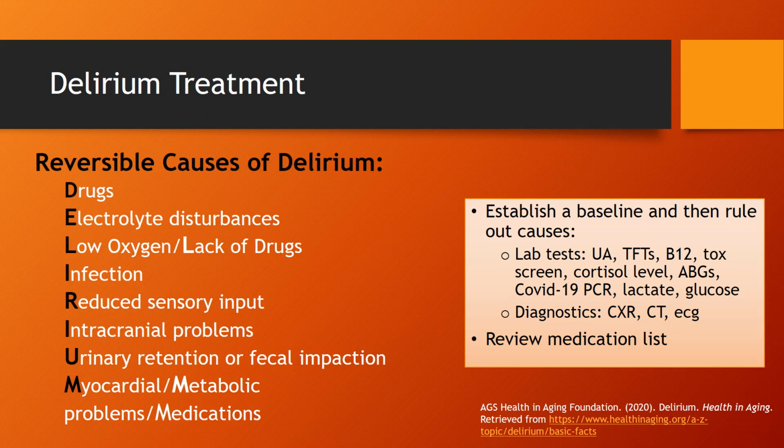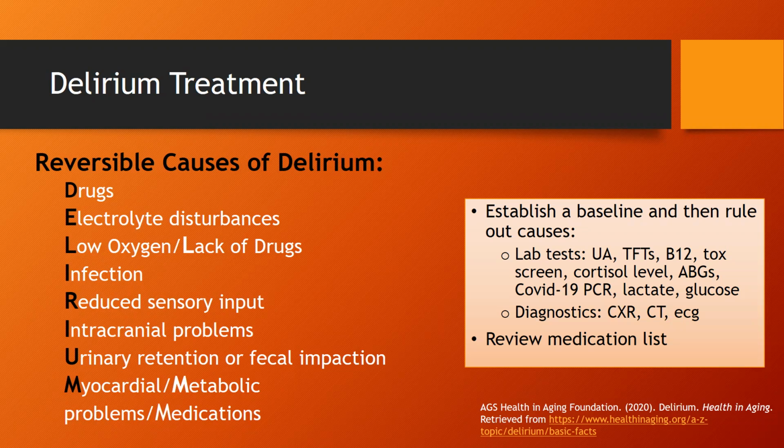So with D for drugs, that includes any new medications, increased dosages of medications, drug interactions, and includes over-the-counter drugs, as well as alcohol. And then E for electrolyte disturbances, especially in regards to dehydration and thyroid problems. And then L, low oxygen and lack of drugs. So we've got hypoxia that could definitely cause delirium.